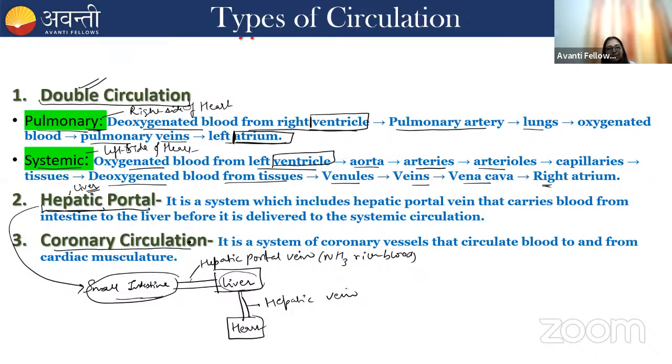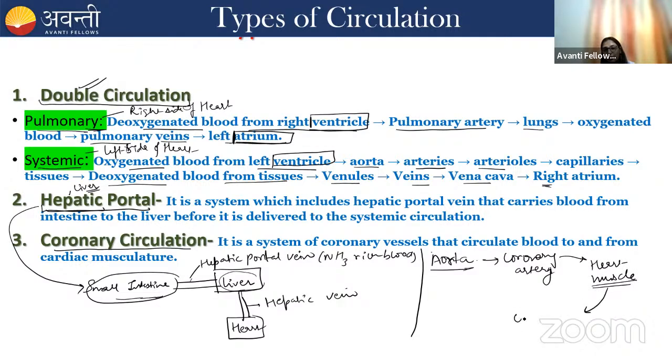Next comes the coronary circulation, which is the circulation taking place in the heart. Just give me a second, let me draw it. So in coronary circulation, what happens? The aorta will carry the oxygenated blood. Okay, the oxygenated blood will be carried by the coronary artery. This coronary artery will transfer the oxygenated blood to the heart muscles. The heart muscles receive the oxygenated blood.